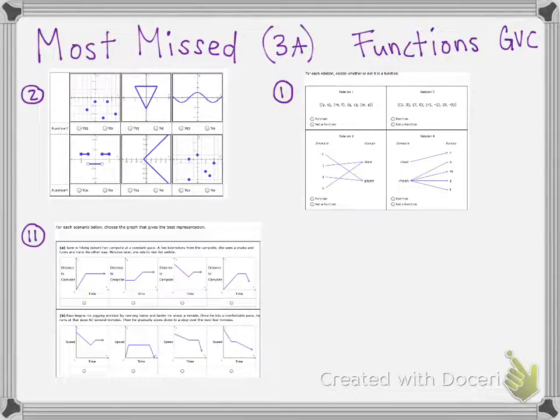These three problems are the most missed from the functions test in this class. Number 2 is the most missed, then number 1, then number 11. You can add these examples to your notes. On number 2, we want to decide whether or not each relation in the graph is a function.